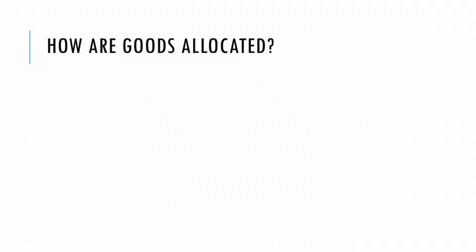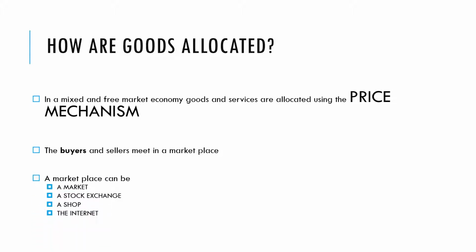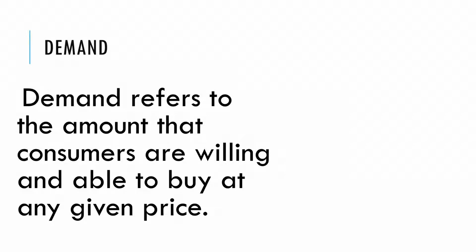So let's start off. In a free market, goods are allocated using the price mechanism. And what do we mean by that? We mean where buyers and sellers meet in a marketplace. And a marketplace could be a market, a shop, even on the internet or the stock exchange. And the interactions of buyers and sellers through agreeing a price to do a transaction is how many goods and services are allocated.